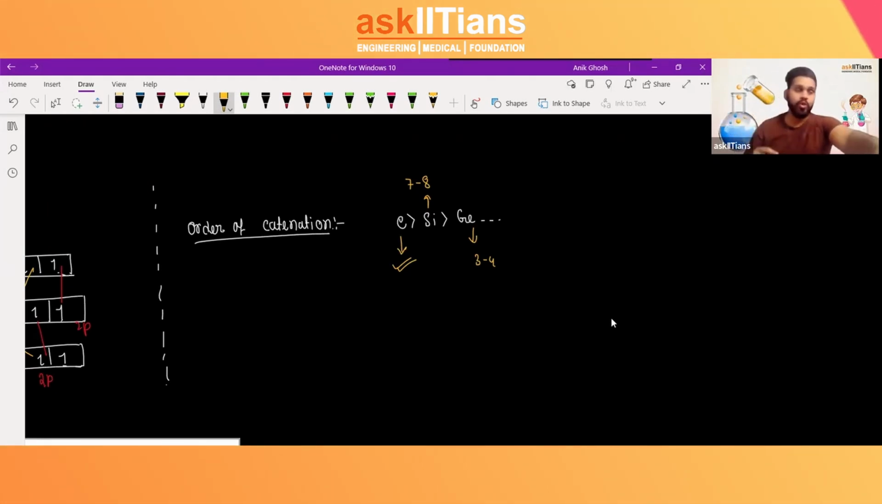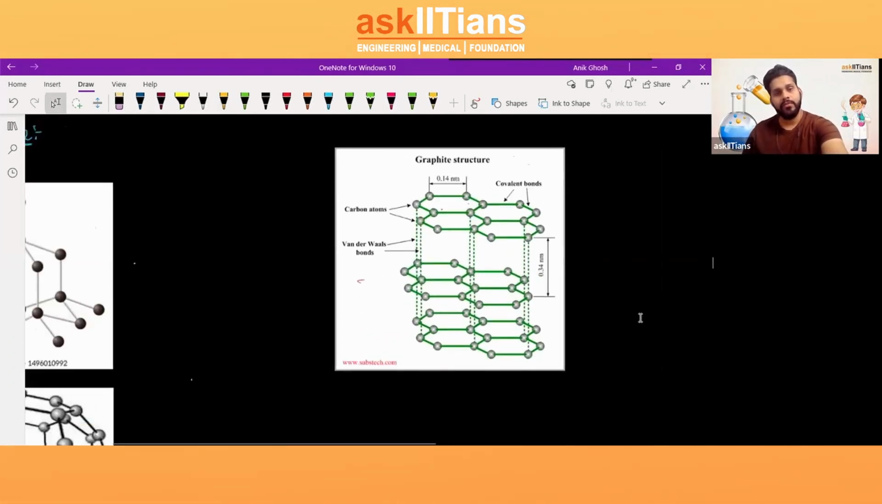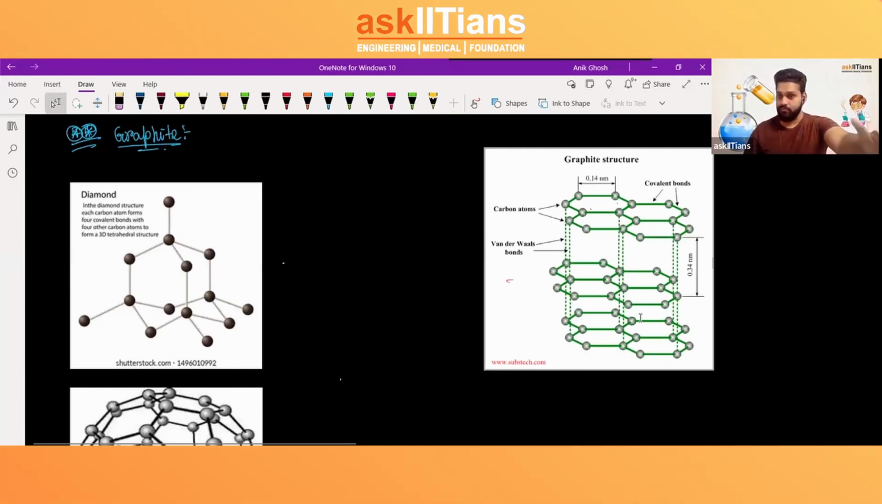Now, whenever we are talking about catenation property, who else can show it? Guys, even when we are making an oxygen-oxygen bond, this is also catenation. Nitrogen-nitrogen bond, that is also catenation. Same elements are bonding now. So these are all catenation properties. All right. Now, coming to the next point. So we are going to talk about the elements now, guys.